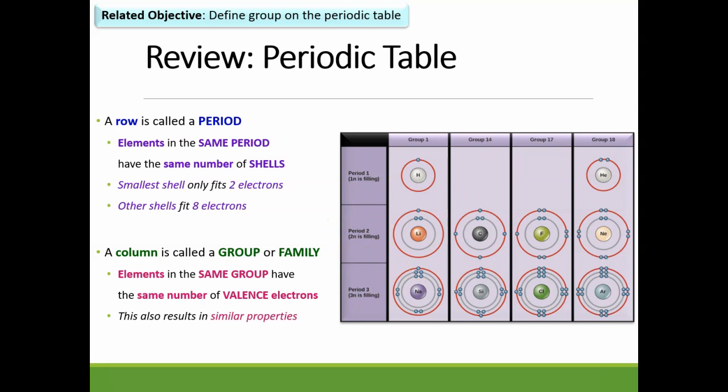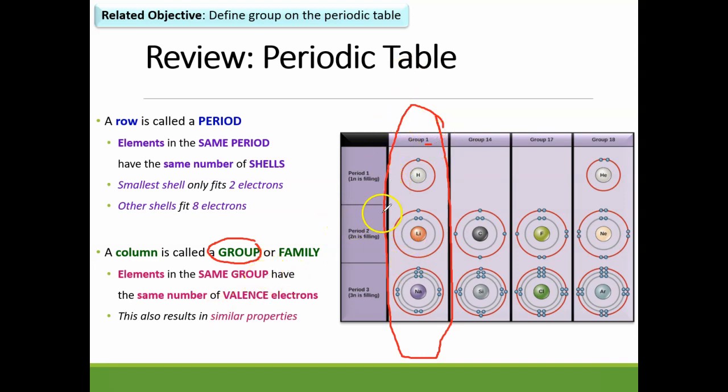Now let's go ahead and talk about what we'll be focusing on today, which is groups. So remember that a column, which is the vertical up-down part of the periodic table, is called a group, or it can also be called a family. So if you take a look here, here is, for example, group 1, right? And you can see it's called group 1. It's also called the alkali metals family. So again, they can also be called families.